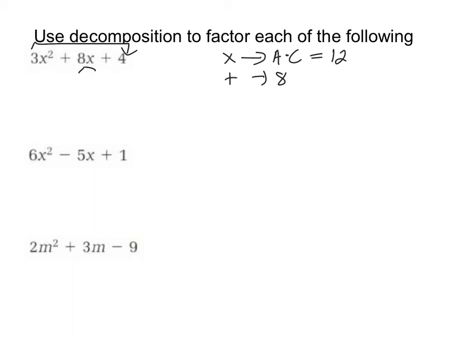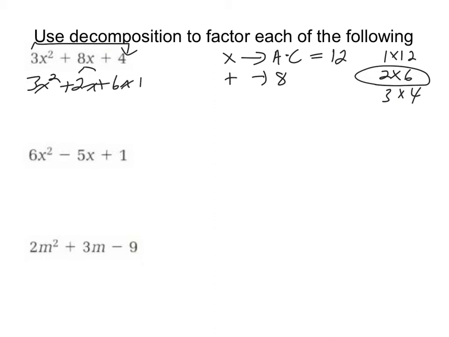So we're going to go through all the ways of getting 12. So 1 times 12, 2 times 6, 3 times 4. And then we're looking for a combination with everything being positive that would add to 8, and that would be the answer there. So what we're going to do is rewrite this question as a 4-term question. We're not really doing any math here. We're just simply rewriting that middle term into 2 terms so that we can do our factor by grouping.